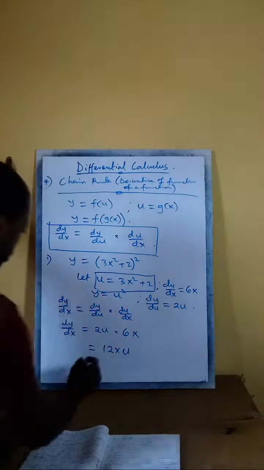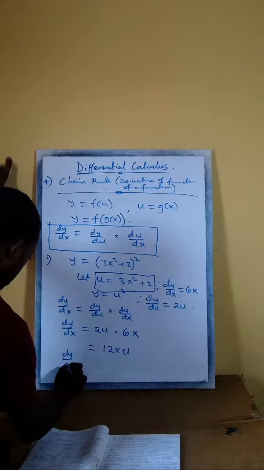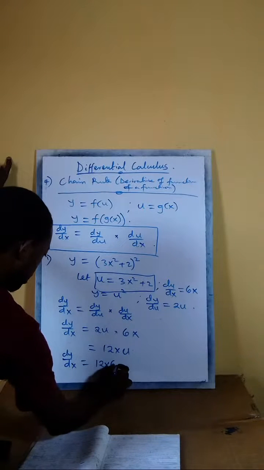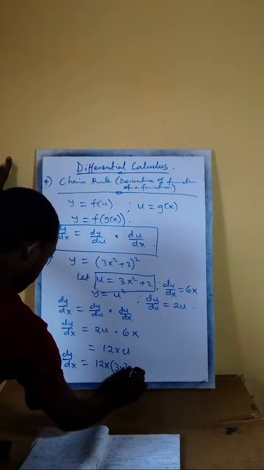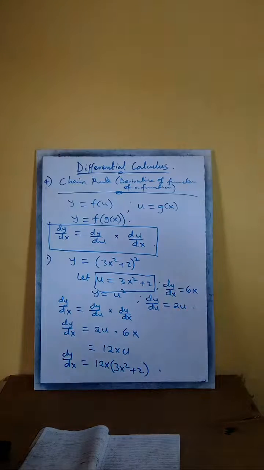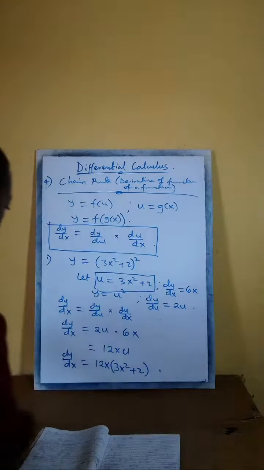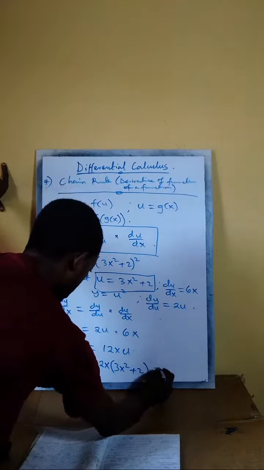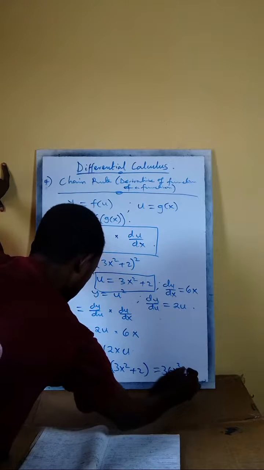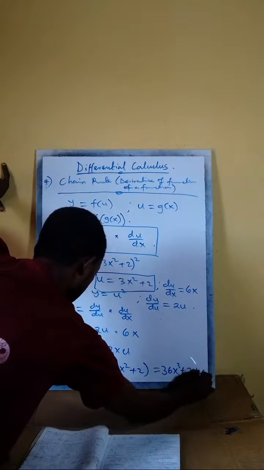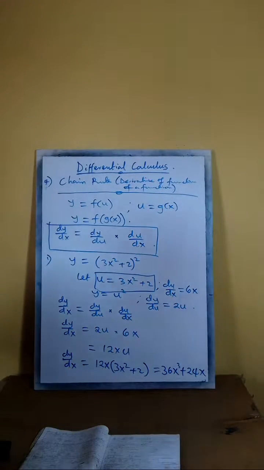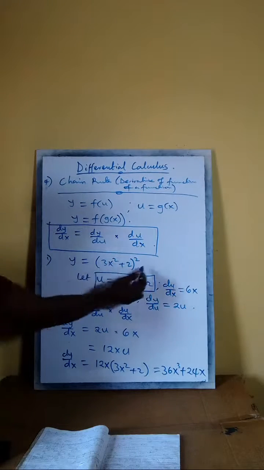When we substitute back the value of u, dy/dx will now become 12x multiplied by 3x squared plus 2. So here we have the solution, which we can also expand by opening the bracket with 12x, and this gives us 36x cubed plus 24x. So that's the derivative of y with respect to x for the given problem.